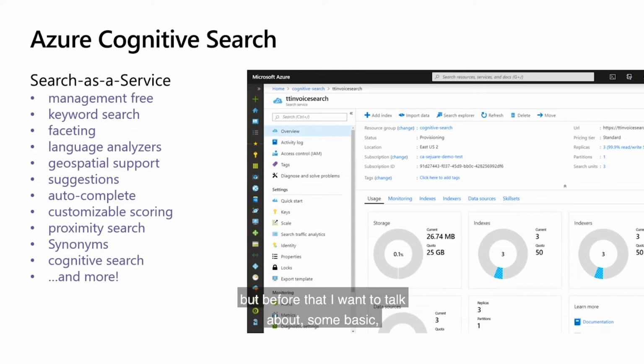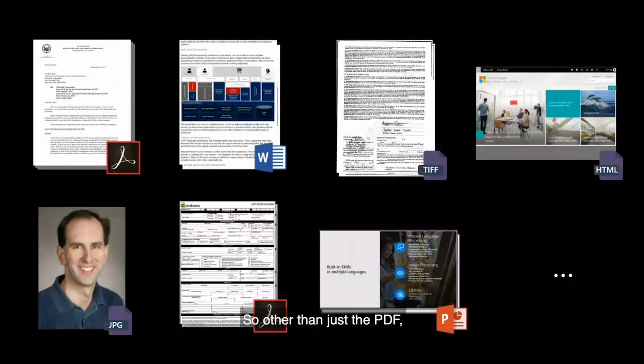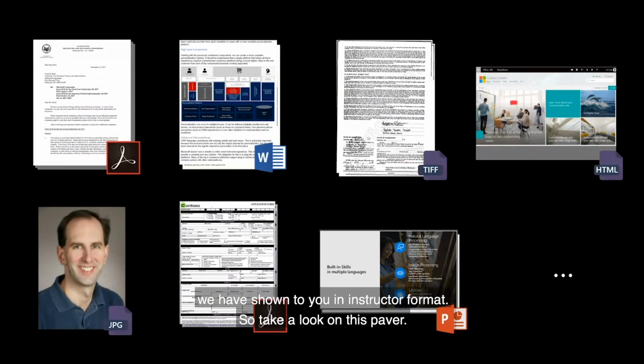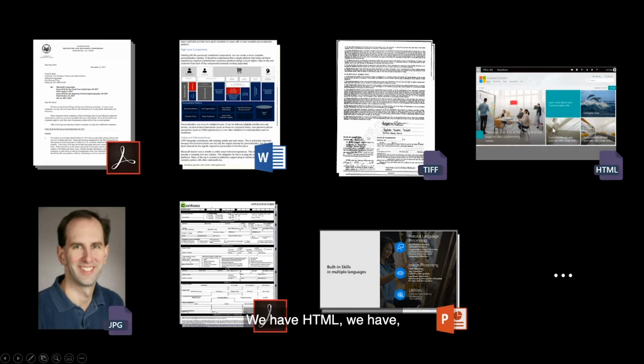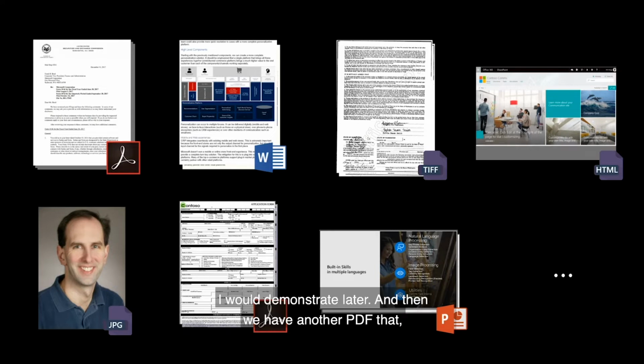So we'll go through a quick demo, but before that, I want to talk about some basics: how do we convert those PDFs to knowledge that we can mine in the process. Other than just the PDF we have shown you in structured format, take a look at this paper. We have HTML, we have TIFF files, and we have Word documents, really popular today, right? And then PDF, some photos, and we also have the capability to OCR on top of the photo. I will demo later.